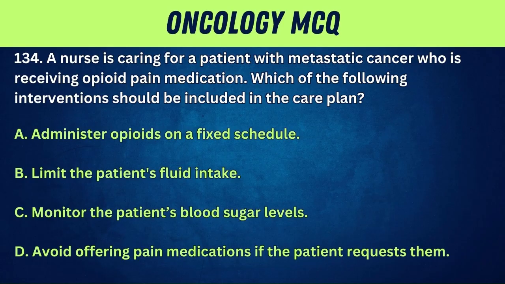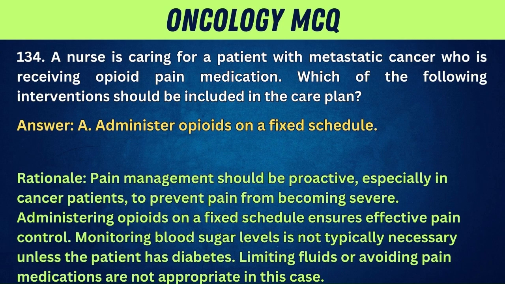134. A nurse is caring for a patient with metastatic cancer who is receiving opioid pain medication. Which of the following interventions should be included in the care plan? A. Administer opioids on a fixed schedule. B. Limit the patient's fluid intake. C. Monitor the patient's blood sugar levels. D. Avoid offering pain medications if the patient requests them. Answer: A.